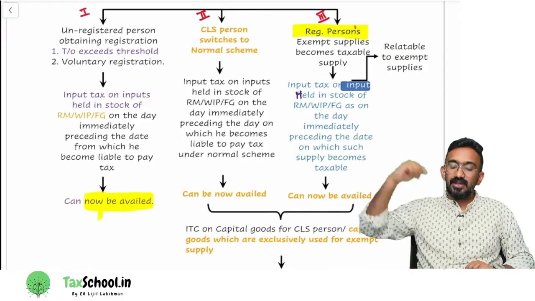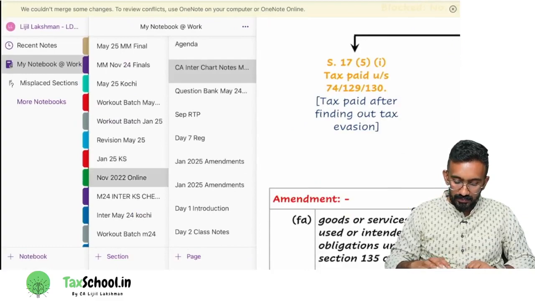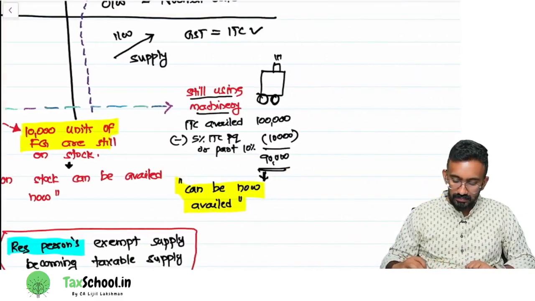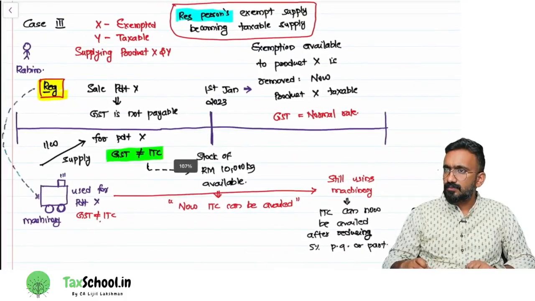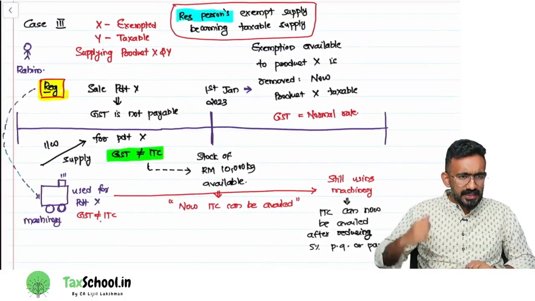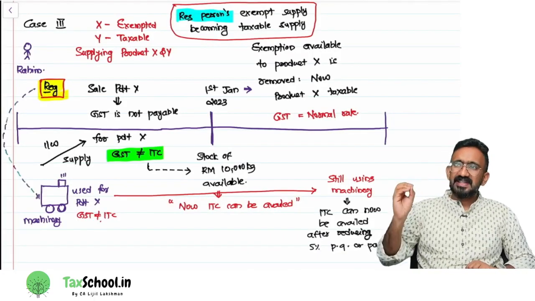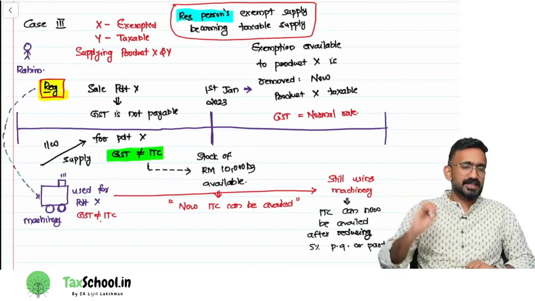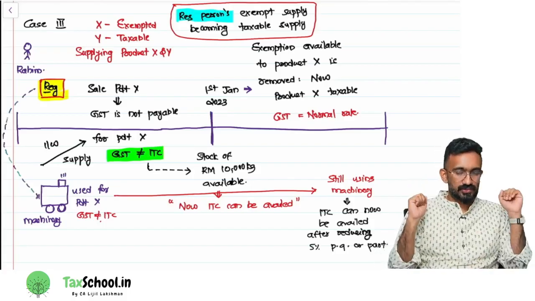Now let's look at the third case. What is the third case talking about? Third case is Mr. Rahim. Rahim has two products, product X and product Y. Product X is an exempted product, product Y is a taxable product. Because he has two products, he has taken registration.